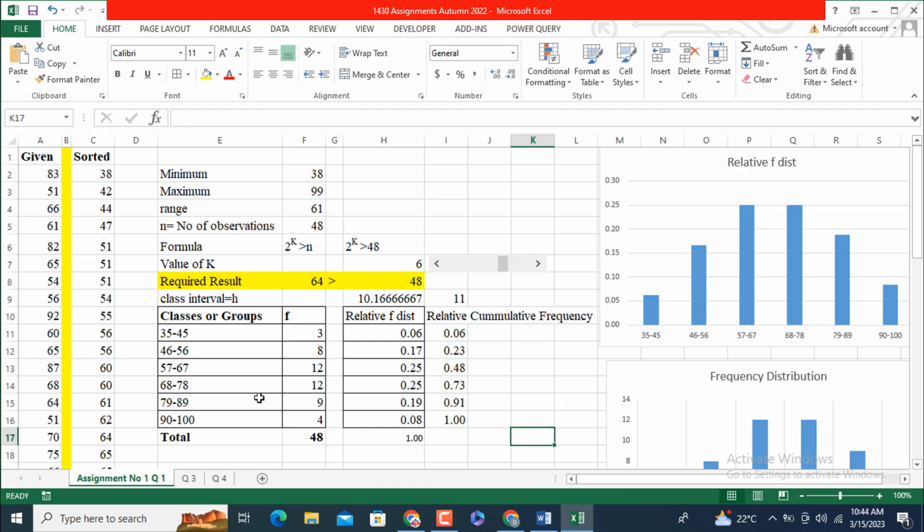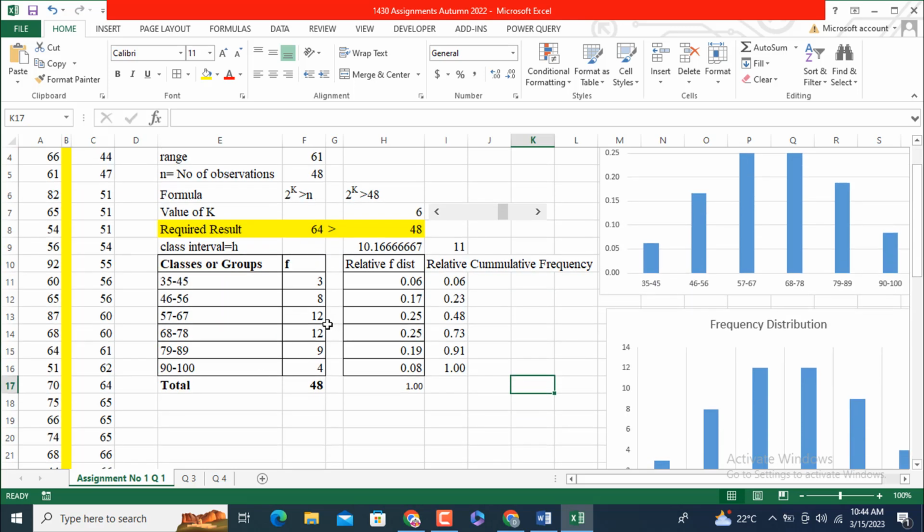Similarly, if you come to the third class, you will find a frequency of 12. It means 12 observations lie in this class, 57 to 67. Again, how will you find this? There are two collections of 5 tallies and 2 extra lines, which becomes equal to 12. Similarly, here we follow the same principle, 9 and 4, and at the end, if you add the frequencies, the sum of f will be equal to the total number of observations, 48. This is called the frequency distribution. Here you have constructed the frequency distribution.